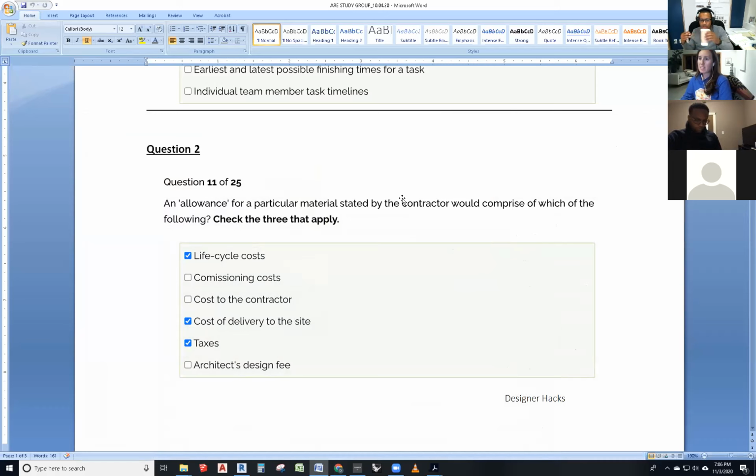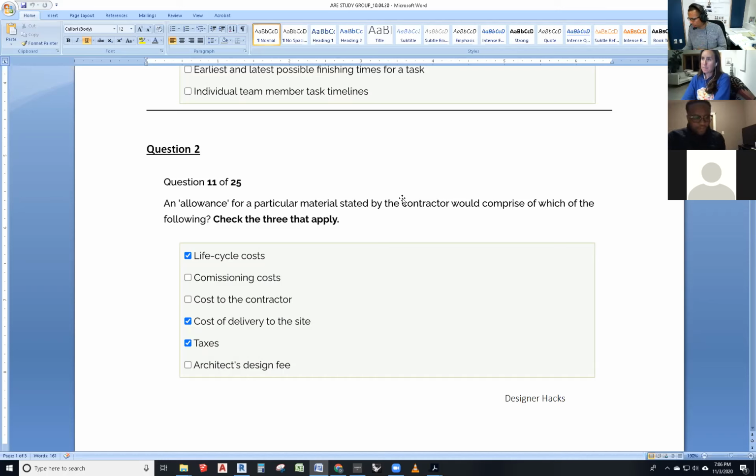An allowance is a fee set aside for, I don't know, allowable material. I don't know. You explain it. Can you give me an example of an allowance? Nassif, do you have an example of an allowance that you've heard of or is common in architecture?